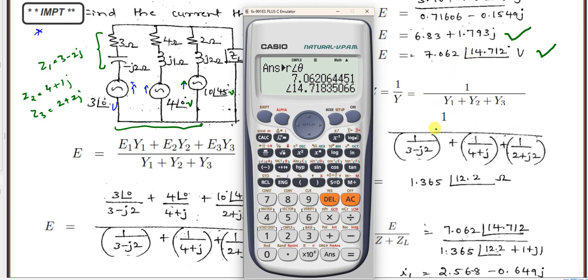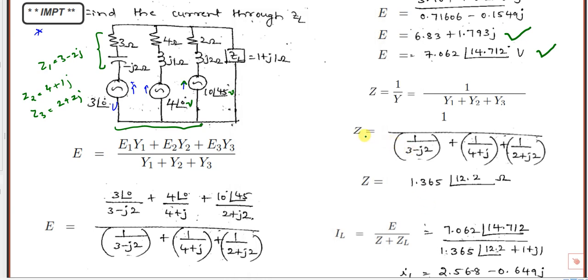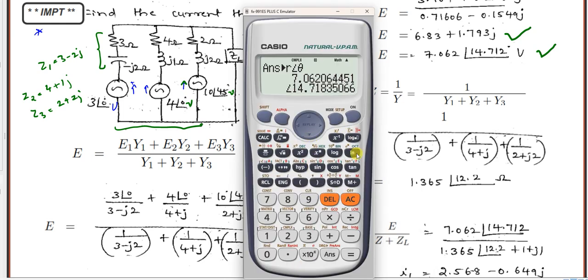So next you have to find out what is Z equivalent. This one. Single Z is equal to 1 over the reciprocal of this plus the reciprocal of this. So we should get 1.3 at an angle 12.2. So let us do this. Numerator is 1 divided by, 3 minus 2j close bracket, reciprocal.